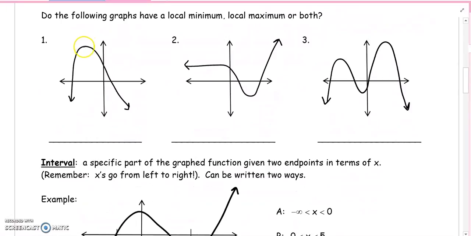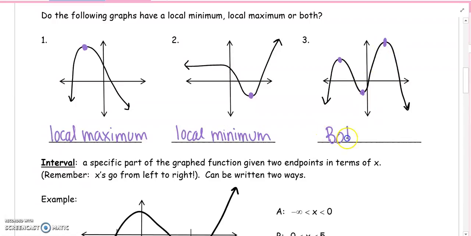So if we look here on number 1, we've got a high point up here, so that would be a local maximum. If we look at this next one, it's tempting to think that right here is a local maximum, but since we've got a flat line coming to it, that point's not actually higher than the points near it, so it's not a maximum. But if we look down here, we have a minimum. Right, and then for this next graph, we can see we've got a maximum, a minimum, and then another maximum, so this is a both.